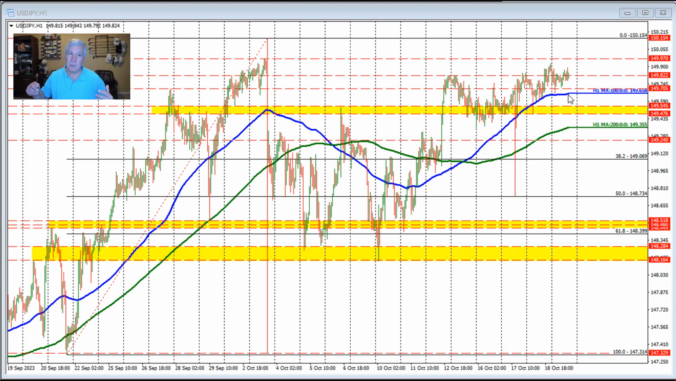It's a question of, do you want to risk one of these moves to the downside that we saw back here a few weeks ago and that we saw in trading this week? That's the question for traders for the dollar versus yen if you want to be in that currency pair.